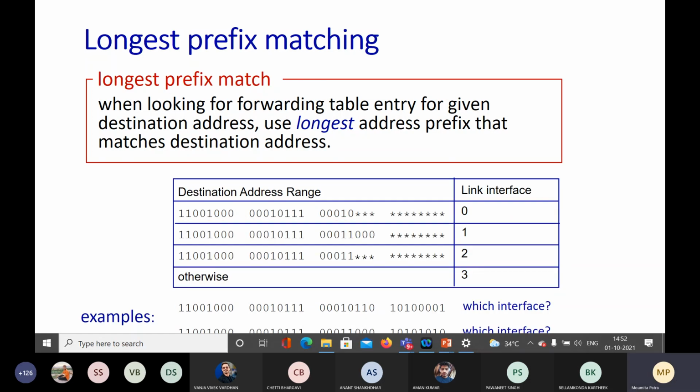I think it is 000, 11, 000. So the third set is basically 000, 11, 000. It can match link 1 also, and it can match link 2 also, right? But what are we looking at? We are looking at longest prefix matching, that means the largest number of bits that it matches with your given IP address. So in this case, we can go with interface number 1, right?